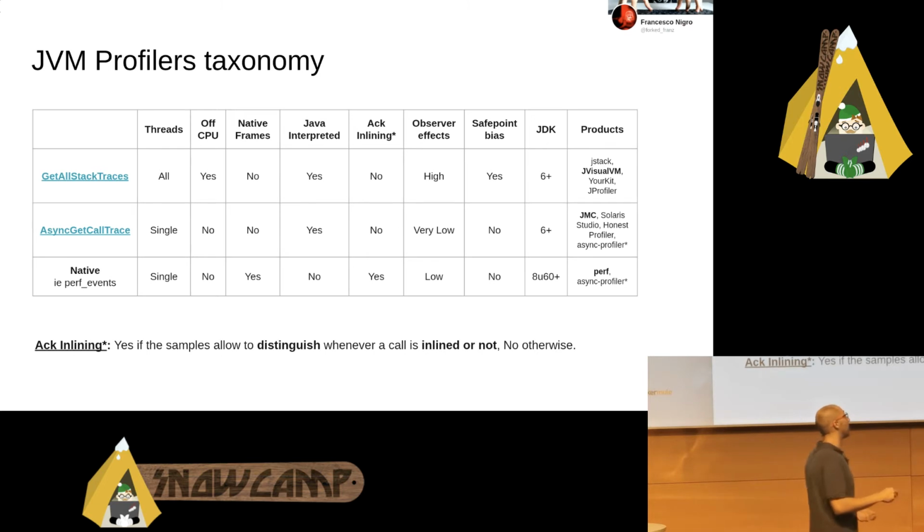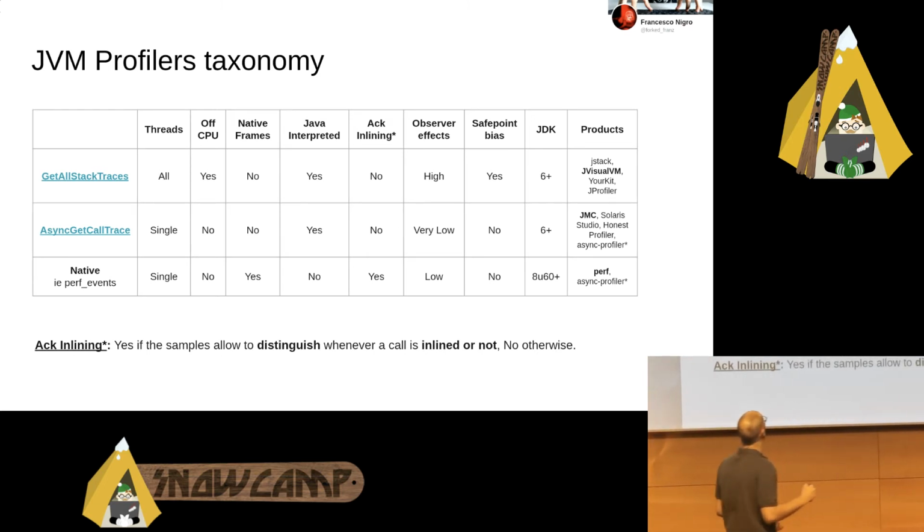And indeed, we finally have a taxonomy of all the JVM profiler types. The first one is the one we have talked about: the GetAllStackTraces one. Very bad, very bad. But the worst thing is that, okay, JVisualVM is free, it's wrong. But what about YourKit? JProfiler, people pay for that. It's wrong. Bad. Okay, let's continue.